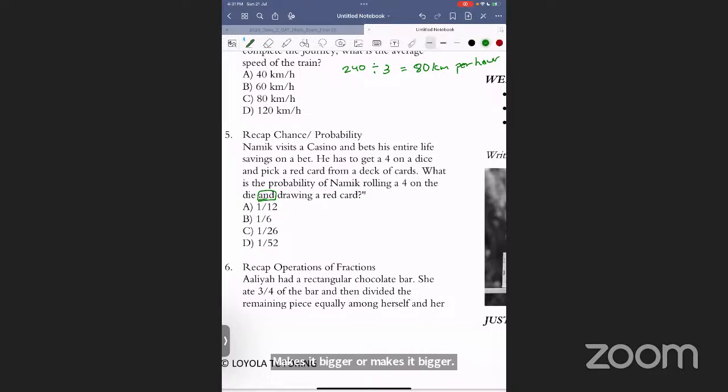So let's take a look. In this question, he needs to get a red card. Now, what's the probability of getting a red card? The probability of getting a red card is 1/2 because there are 26 red cards out of 52 cards in total. And then, multiply. The probability of getting a 4 is 1 over 6, and that is 1 over 12. So the answer is A.